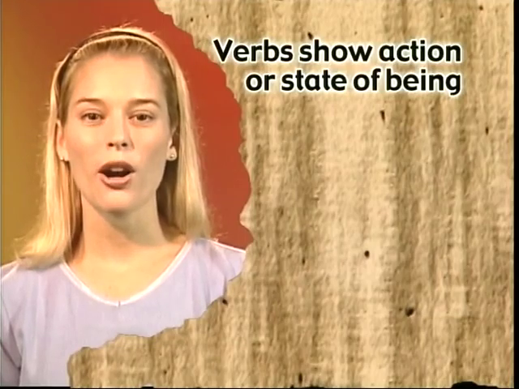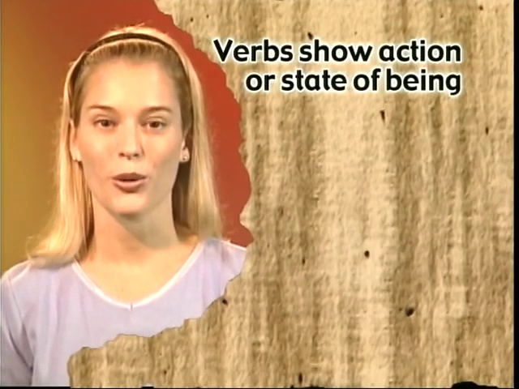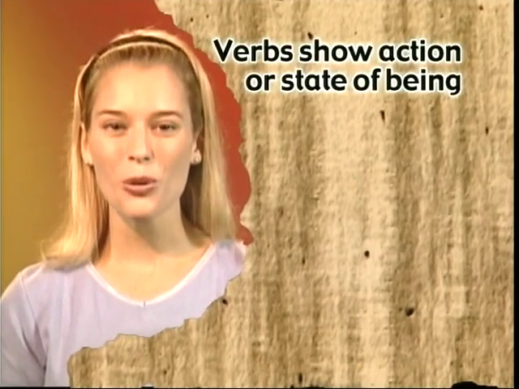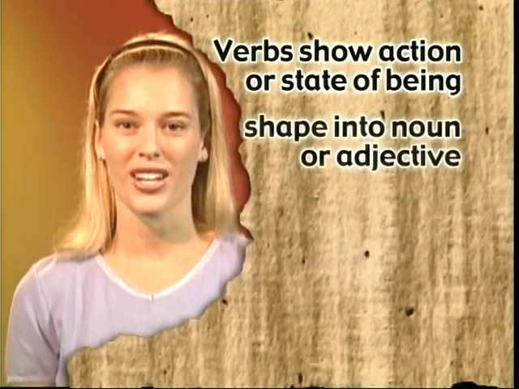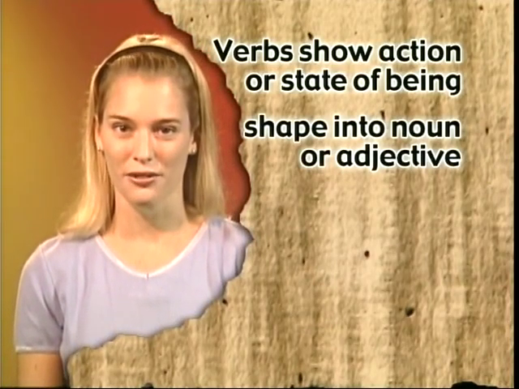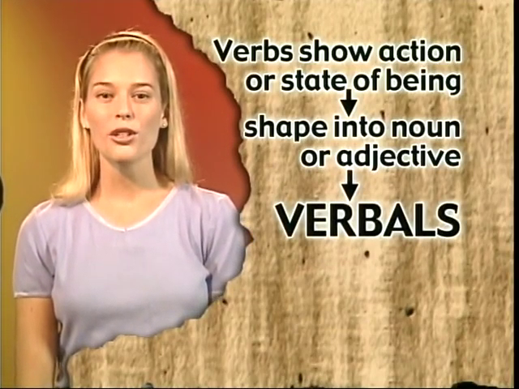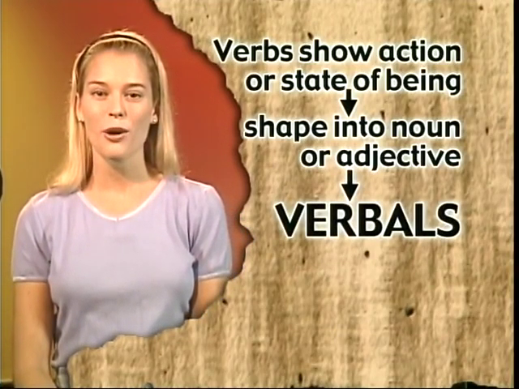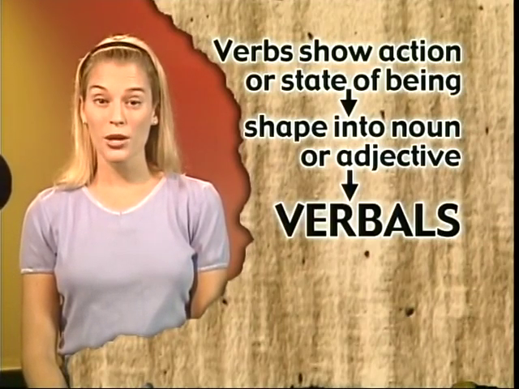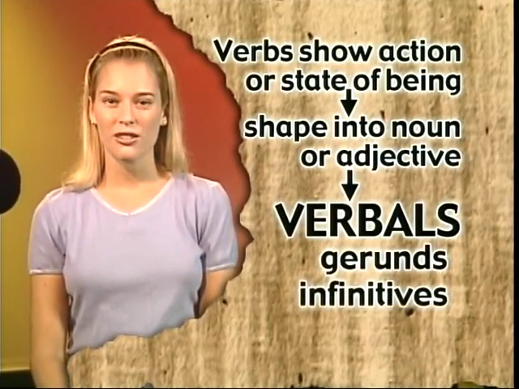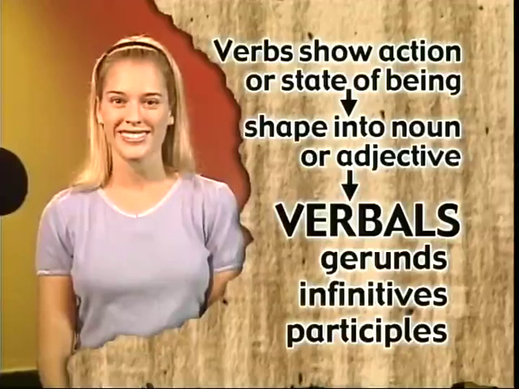We know that it's part of a verb's nature to show action or a state of being, but with a little tweaking, we can take that spirit of action and shape it into a noun or an adjective. When we do this to a verb, we get what is called a verbal. A verbal is a verb form that functions like another part of speech in a sentence. There are three main types: gerunds, infinitives, and participles.